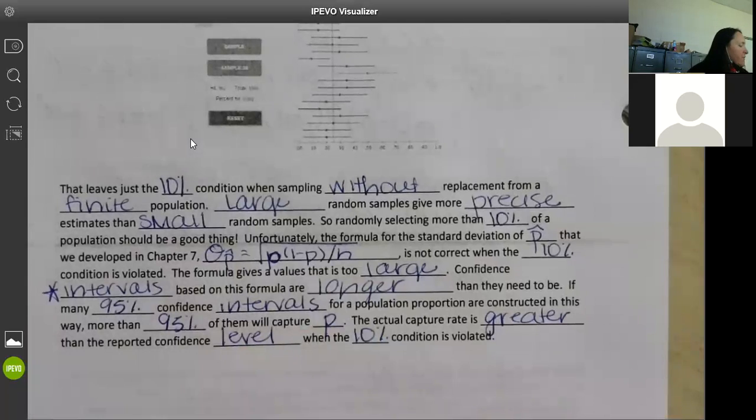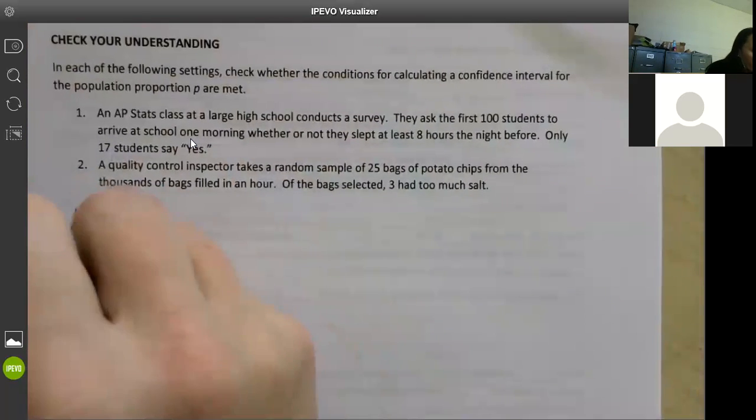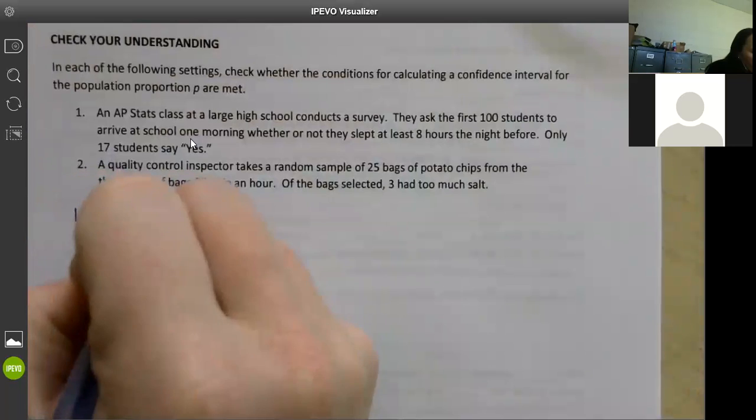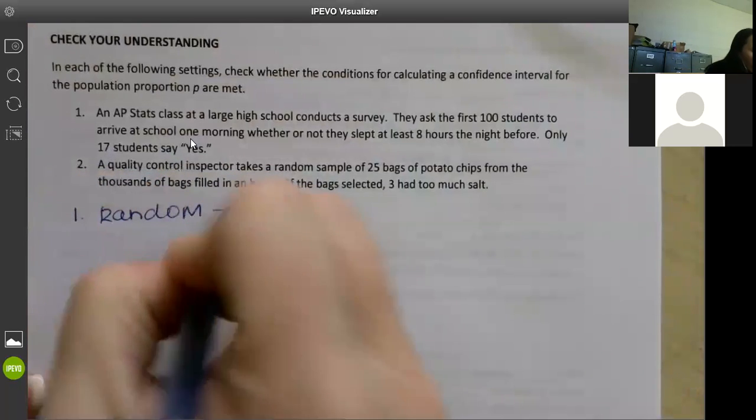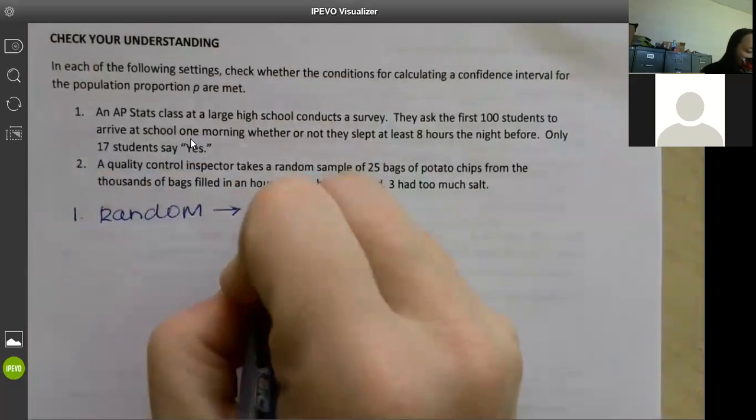All right, so on the next one, each of the following settings, we're just going to check conditions. Okay. So the first one, we need to check if it's random. And what did you guys say? It's not, because it is a what?